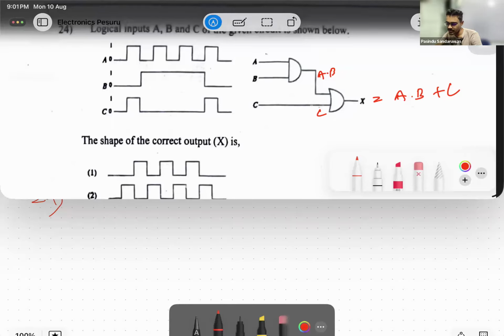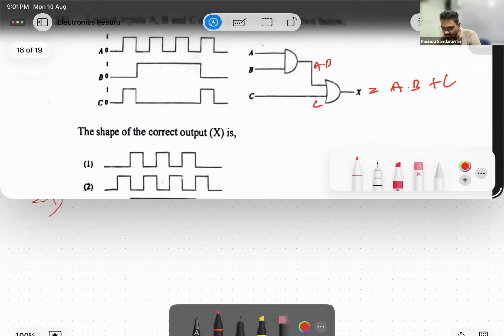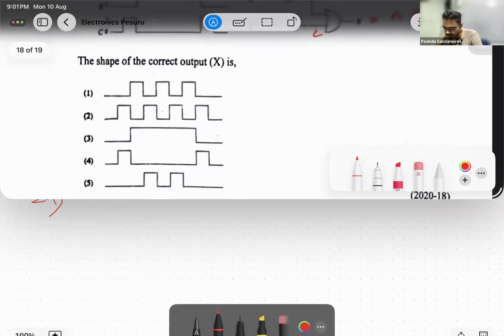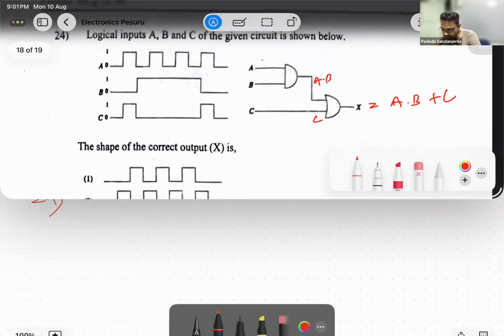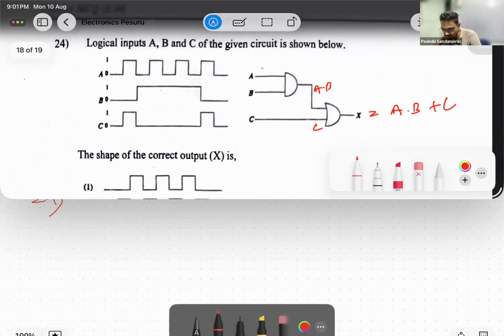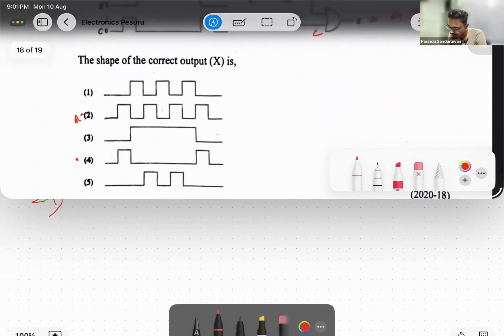Look at the first 4 time intervals again, as I said before. When all are 0, the answer should be 0, right? In the second case, A is 1, B is 0, C is 1, which means the output is 1. Then the second time interval should be 1. Then the third time interval, A is 0, B is 1, and C is also 0, then it should be 0. Then the third time interval should be 0. Right? In both, it satisfies.